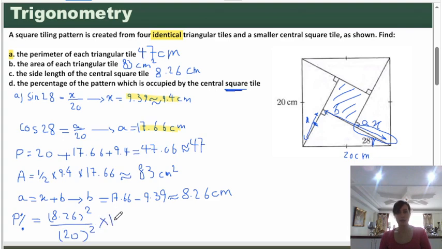times 100, because this fraction, or decimal number, times 100 gives me the percentage. If I find this amount with the calculator, I will get almost 17.1%. So the central square occupies 17.1% of this tile. We are done here.